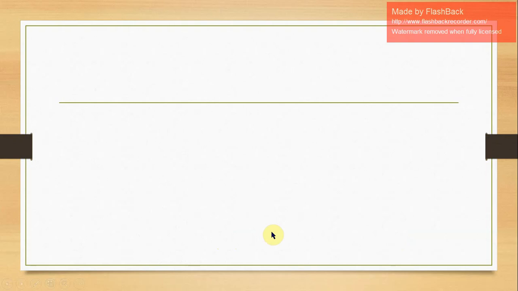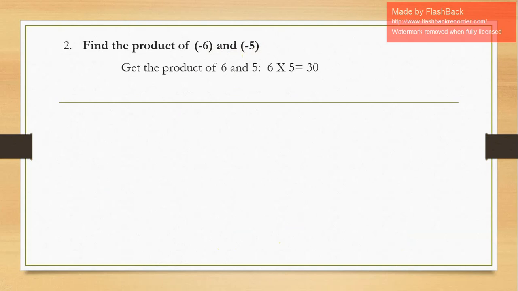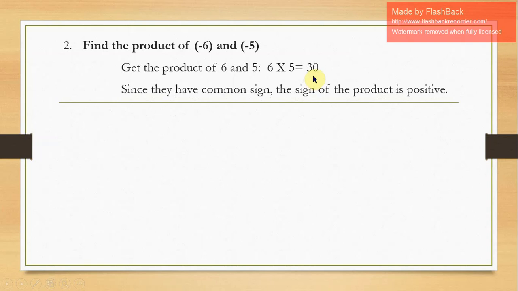Let's have another example. Suppose you are tasked to find the product of negative 6 and negative 5. First step, disregard the sign, just multiply the numbers. Get the product of 6 and 5. 6 times 5 is equal to 30. Now, since they have common sign, the sign of the product is positive.